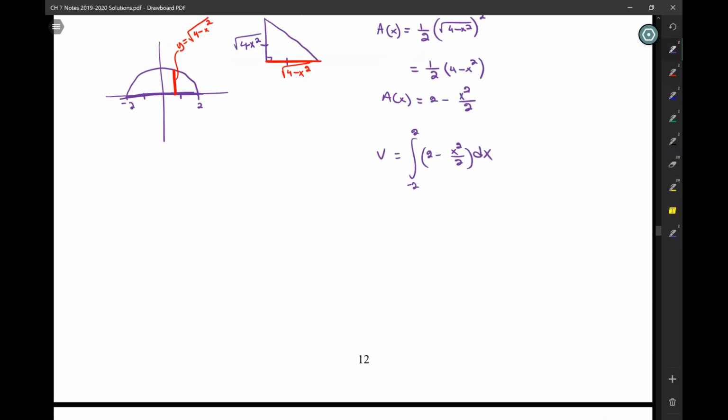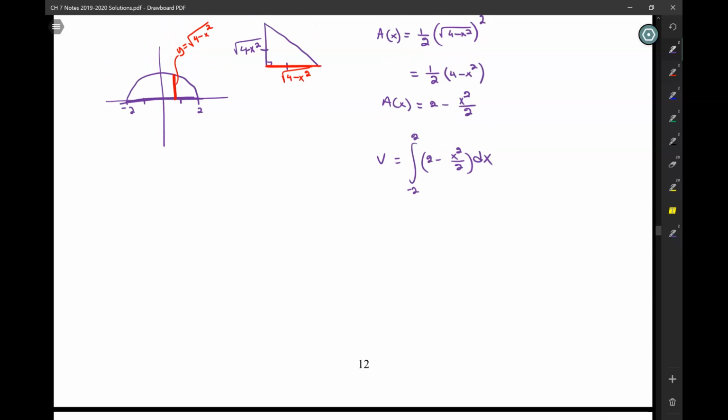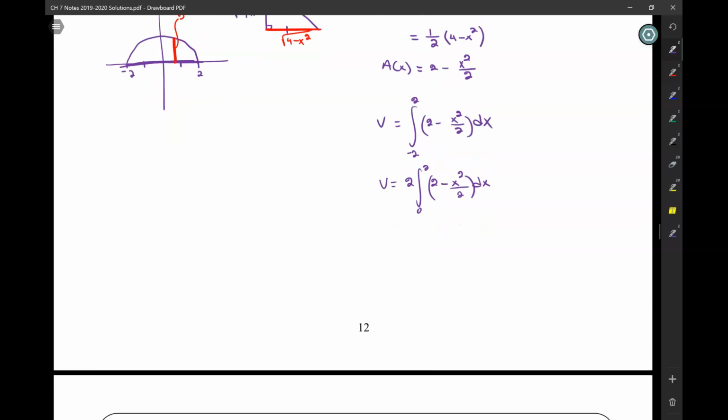Okay, now take a look here. Do you recognize how the integral here is symmetric, so it's twice the integral from 0 to 2? So I'm gonna take advantage of that. So I'm gonna do 2 times the integral from 0 to 2, 2 minus x squared over 2 dx. Why do I do that? Because later on when my lower bound is 0, that's easier to plug in than negative 2 is, right?